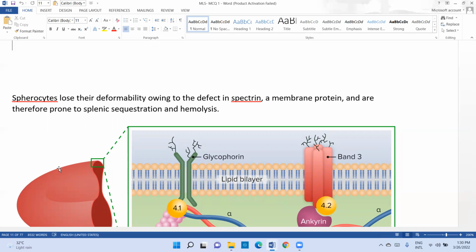So a spherocyte cannot go through small blood vessels. Why are spherocytes formed? One reason is an abnormality. This is the cross section of a red cell, cytoplasm, red cell membrane. So take it out and enlarge.